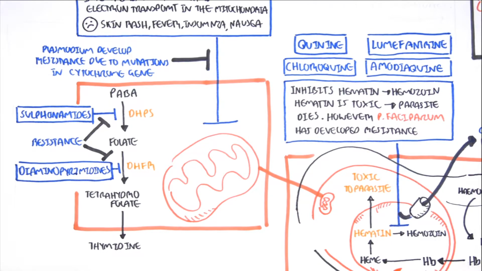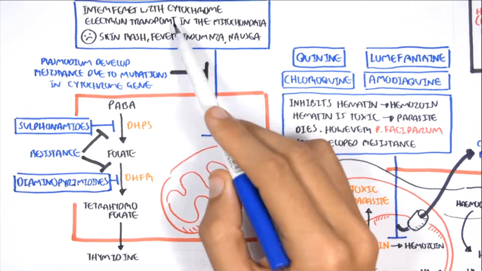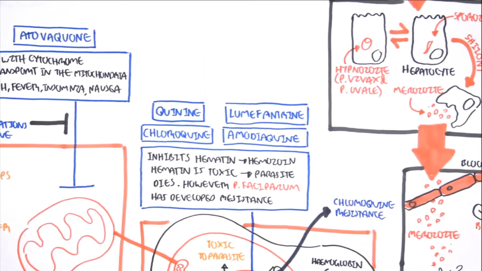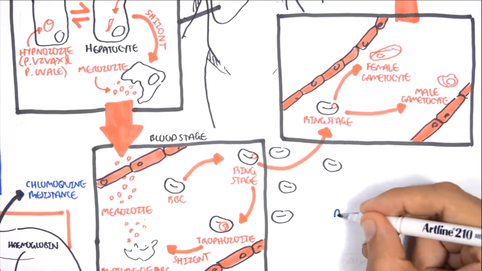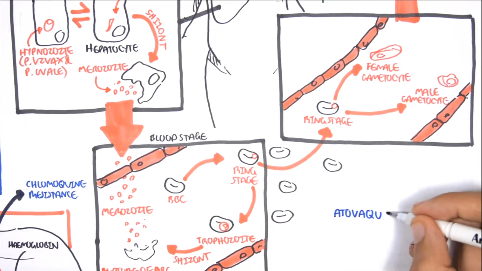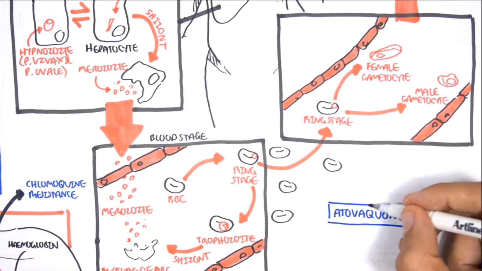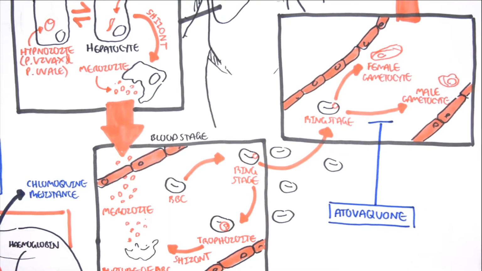So going back to atovaquone, it inhibits cytochrome, remember? And specifically, it targets the sexual life cycle of the parasite, thus inhibiting gametocyte formation. So atovaquone targets the sexual cycle of the parasite.